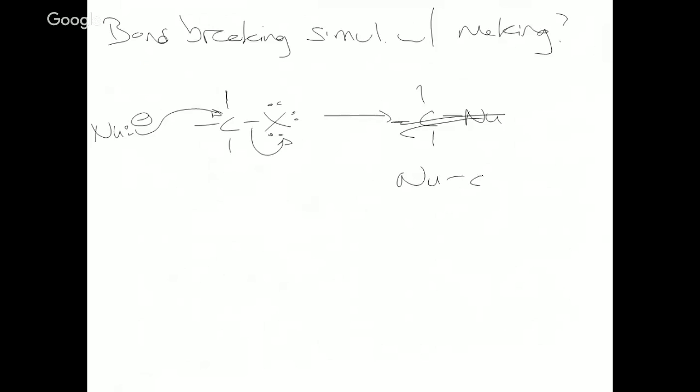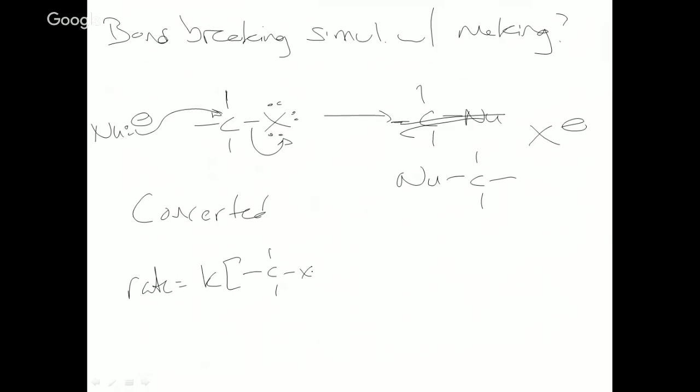Let's draw it the way I drew it there. And we have X minus. Okay, this one is concerted. It is done in concert, in tandem. It's one step. There's no intermediate. There is a transition state. The rate equals k times the concentration of both. It's very, very important here. Okay. Second order, bimolecular kinetics. SN2, substitution, nucleophilic, second order.